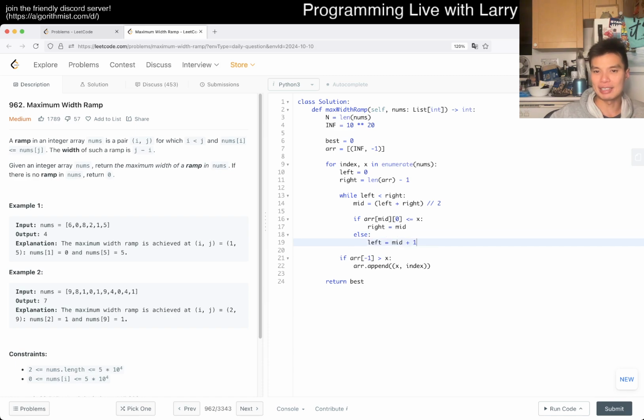And then when it's done, left is equal to right, and that's the answer. But you have to make sure that if array of left of 0 is actually less than x, if that's the case, then we're good. Then left of 1 is the previous index, and index is the current index, and the width is just index minus this, and then we just compare it to best, and we are good, I think.